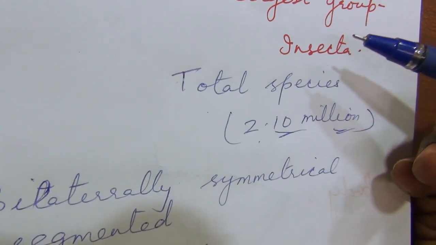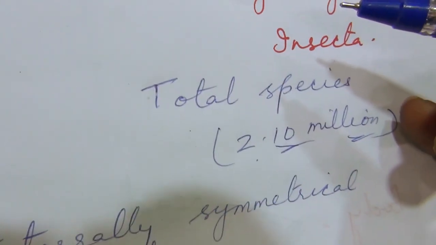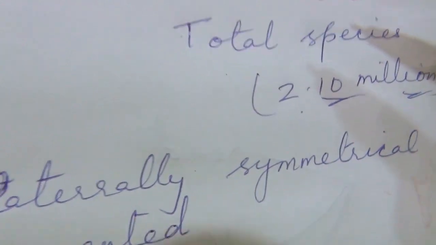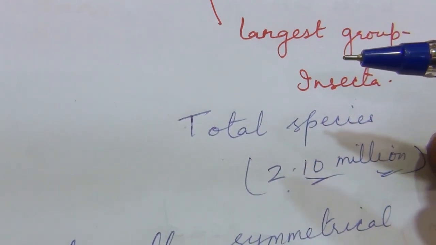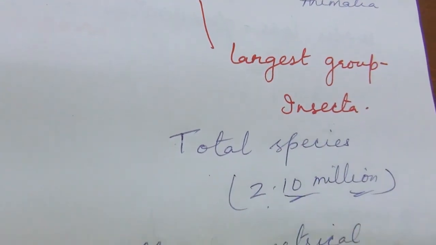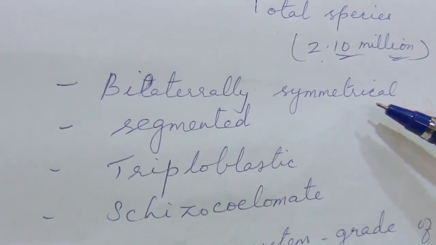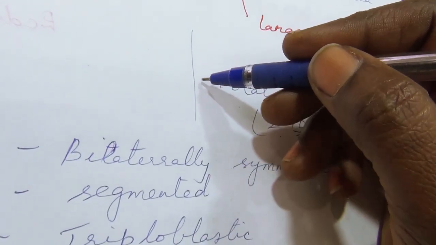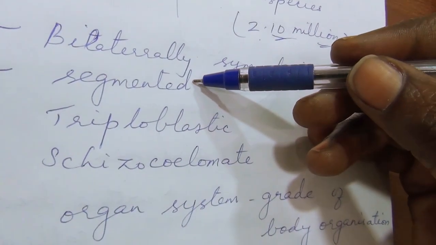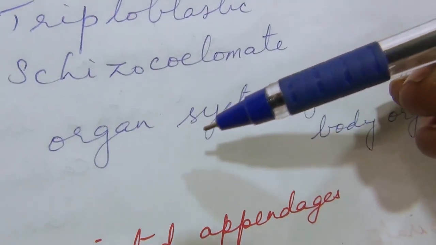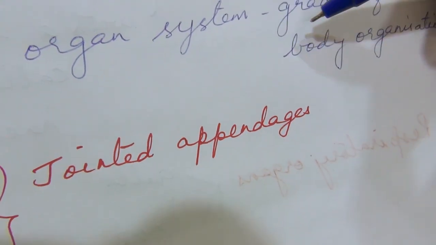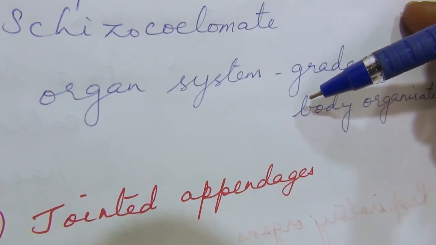Now, insects, remember, what are the insects that come to your mind now? Mosquitoes, isn't it? House fly, cockroaches, then many more. Millipede, centipede, jointed appendages, prawn. All these are arthropods only, children. And coming to the general characters, they are bilaterally symmetrical. You can cut an imaginary line into two halves. And they are segmented, we have seen already. And this is also a triploblastic animal. And it is also schizocoelomate. And it has an organ system grade of body organization. So well-developed organ systems it has, children.